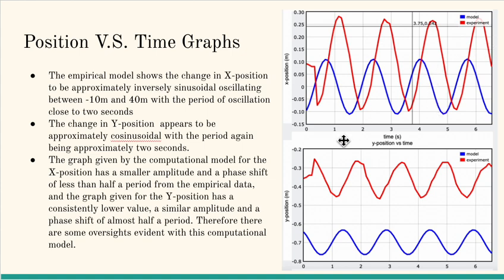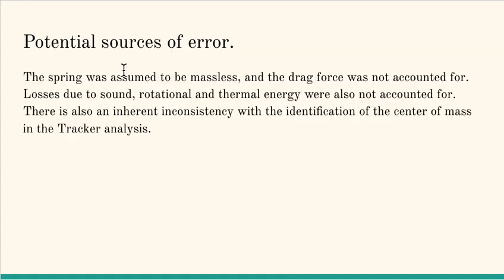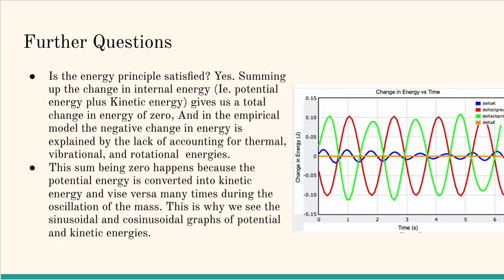This difference represents some oversights, probably due to the potential sources of error that we have, which are that the spring was assumed to be massless, the drag force was not accounted for, and losses due to vibrational, rotational, and thermal energy were also not accounted for. There's also inherent inconsistency with identification of the center of mass through the Tracker analysis.